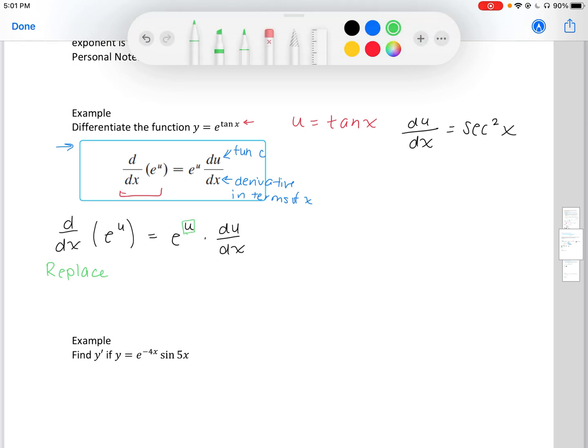Our u, what is u? U is tangent of x. So we have e raised to the tangent of x times du dx. What is du dx? It's secant squared. And that is our answer.